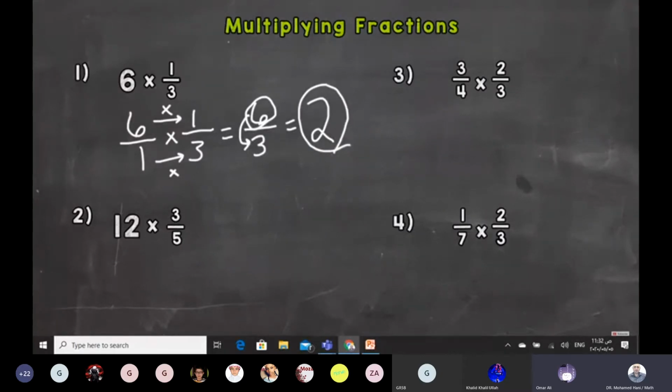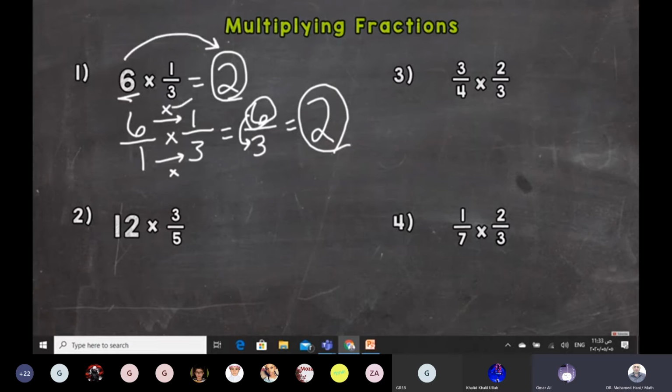So our answer is 2. So 6 times 1/3 is 2. Now I want you to take a look at this answer compared to our problem, because normally we think when we multiply two numbers, we should get larger in value. Our answer should grow in value, right? If you did 6 times 2, we get 12. But here we started with a 6 and we ended up with a 2. And that's because we multiplied by a fraction that's less than 1 whole. So whenever you multiply by something less than a whole, your answer is going to decrease in value from what you started with. So let's take a look at number 2.